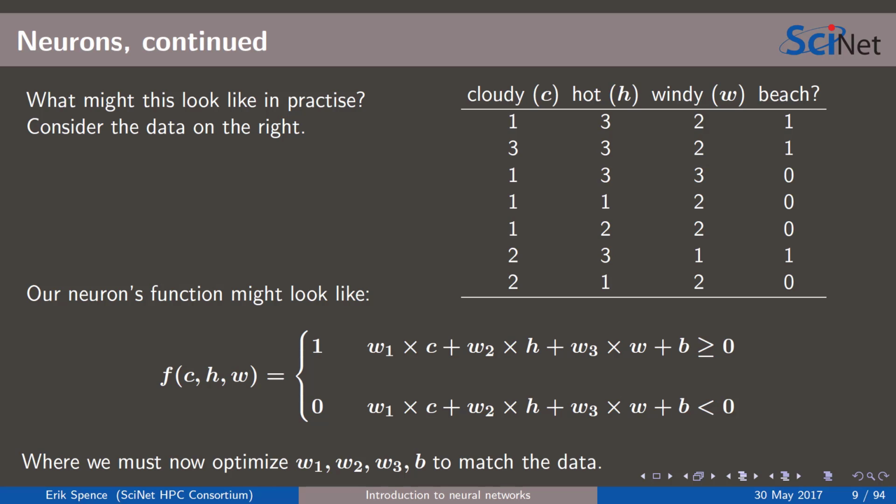So the question is, how do we optimize this, W1, 2, and 3, and B, to match our data? This is called supervised learning, meaning I know whether I went to the beach or not, given the data. I have something against which to train.